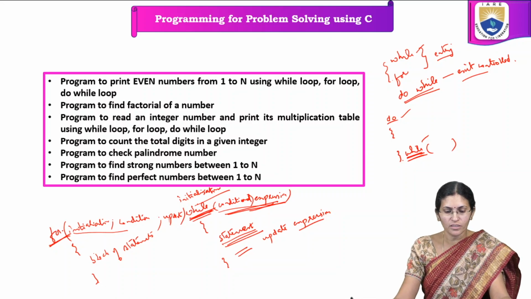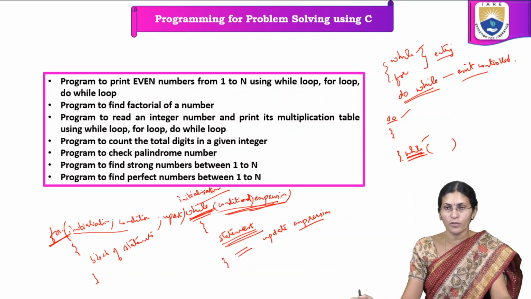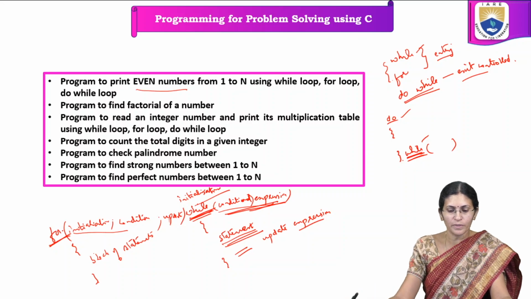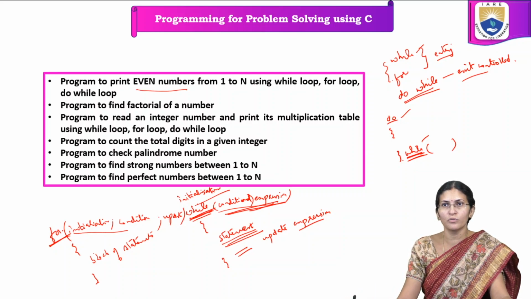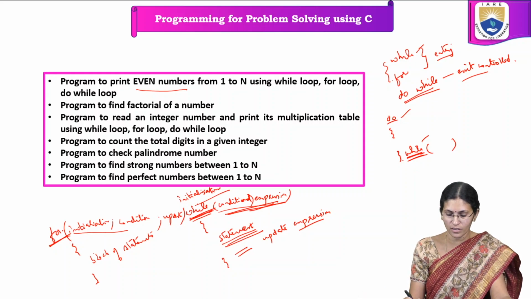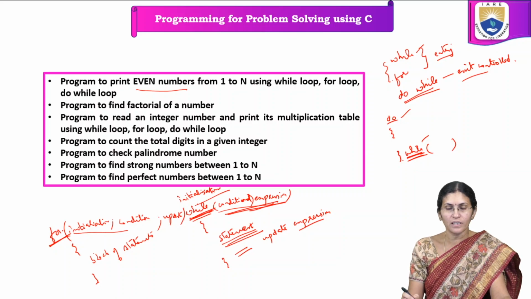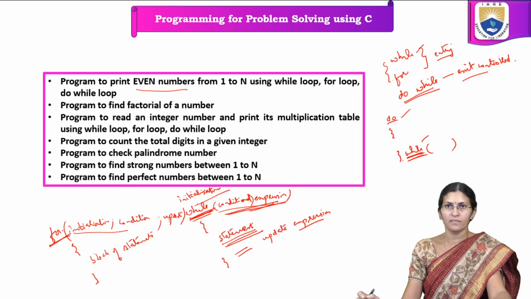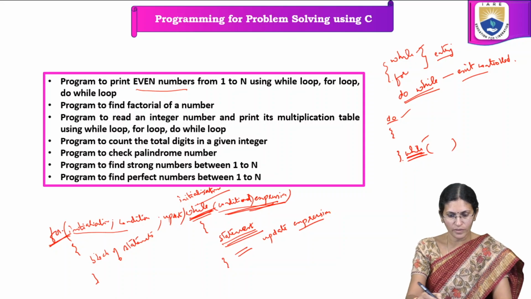Now in this video lecture, we'll see some of the programs based upon the concept of loops. All the loops we'll cover. The first one is a program to print even numbers from 1 to n using while loop, for loop and do while loop. We can find whether a number is even or not based upon a condition. If the number is exactly divisible by 2, then it is an even number. If it is not divisible by 2, it is an odd number.